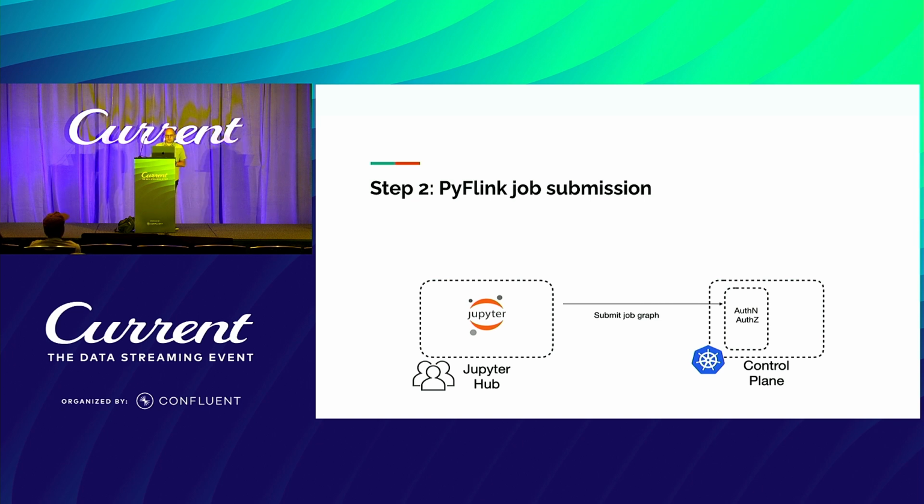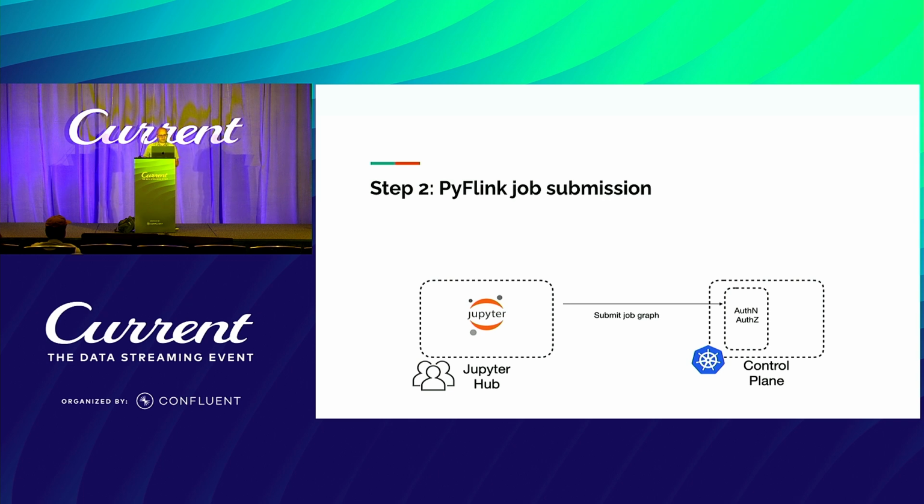When the cell is executed this time, let's say you wrote your PyFlink job and then you execute the cell, the Python code is automatically converted into a Flink job graph in the background. The job graph is submitted to the control plane, and then the control plane will authenticate and authorize the user. So the difference between PyFlink and FlinkSQL is that in FlinkSQL, the actual SQL code is submitted to the FlinkSQL gateway. That generates the job graph and then sends the job graph to the job manager. But in this case, the job graph creation is done on the Jupyter side, in the Python notebook, with this PyFlink SDK.